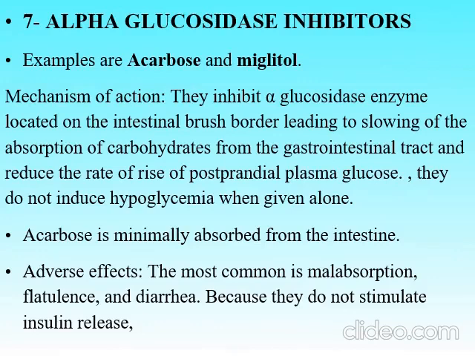The last group depends on inhibiting absorption of glucose from the GIT. Acarbose or miglitol can inhibit the alpha-glucosidase enzyme located on the intestinal brush border, leading to slowing of the absorption of carbohydrate from the gastrointestinal tract, and it reduces the rate of rise of postprandial plasma glucose. They do not induce hypoglycemia when given alone.